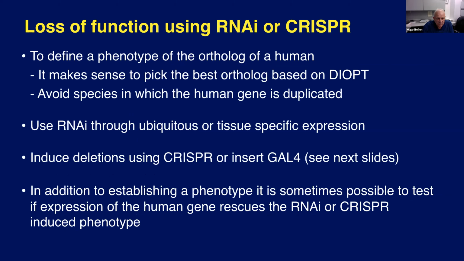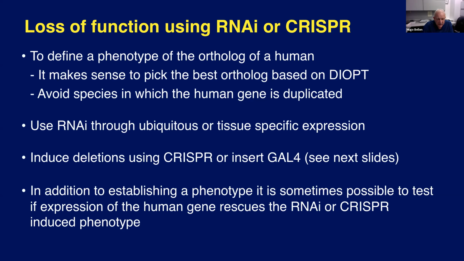So a few strategies with respect to creating loss of function phenotypes through RNAi or CRISPR. You want to define the phenotype of the ortholog in the model organism of the human gene, and it obviously makes sense to pick the best ortholog in that species based on the DIOPT score. To avoid species in which the human gene is duplicated, because then you have to make double or triple or other more sophisticated knockouts and spend more time and energy on it.